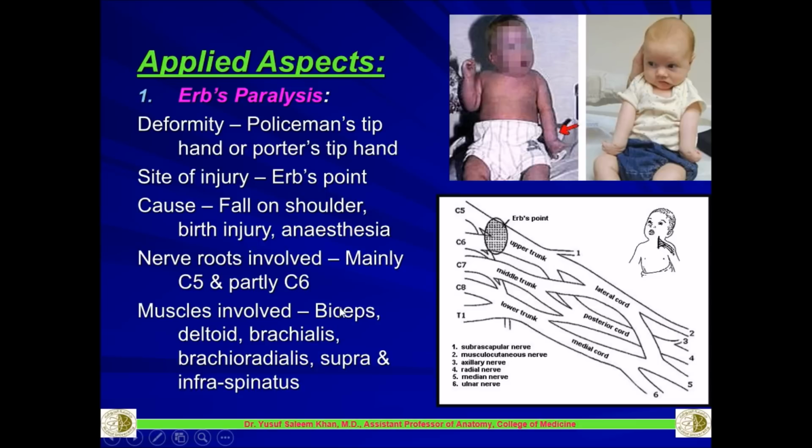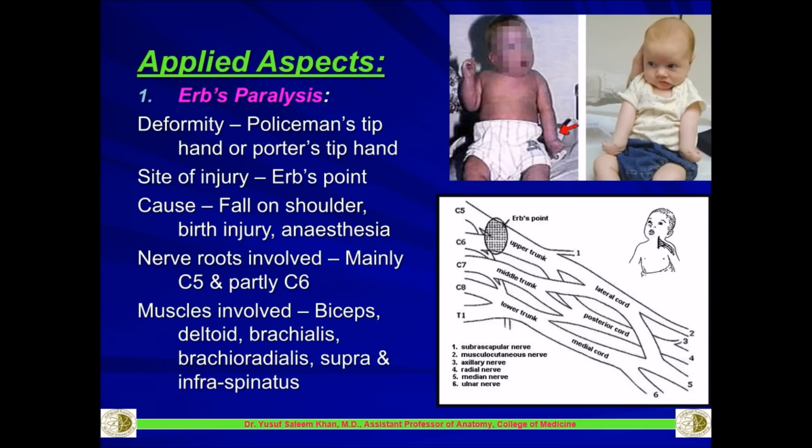So here the biceps is involved as well as the deltoid. So the upper limb is totally adducted, and the brachialis is paralyzed as well as the brachioradialis. All this leads to medial rotation of the upper limb, as well as the supraspinatus and the infraspinatus. All these muscles are involved in this paralysis called Erb's paralysis.